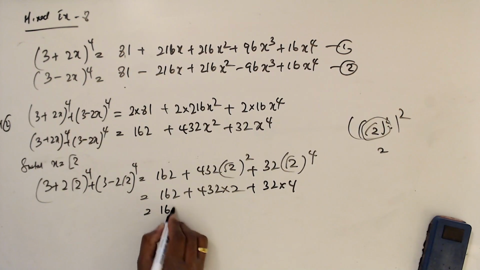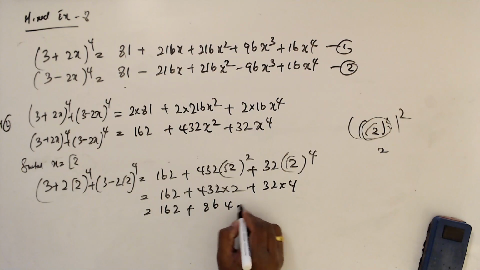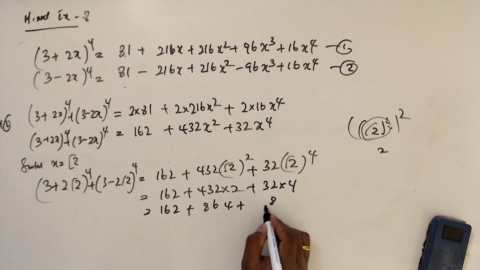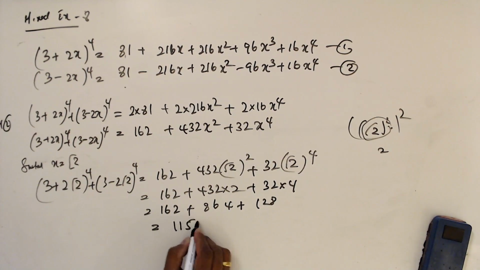So 162 plus this is 864, plus 32 times 4. This answer is going to be 1154.